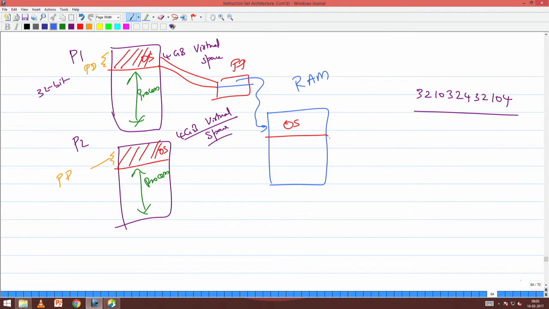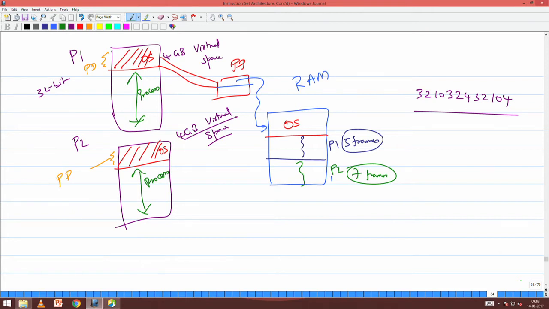When P1 is executing, let there be some K frames. All the frames will not be given to P1. In the physical memory, please note carefully, some part will be allocated to P1. Let us say 5 page frames are allocated to P1. Then some part will be allocated to P2, say again some 7 frames.